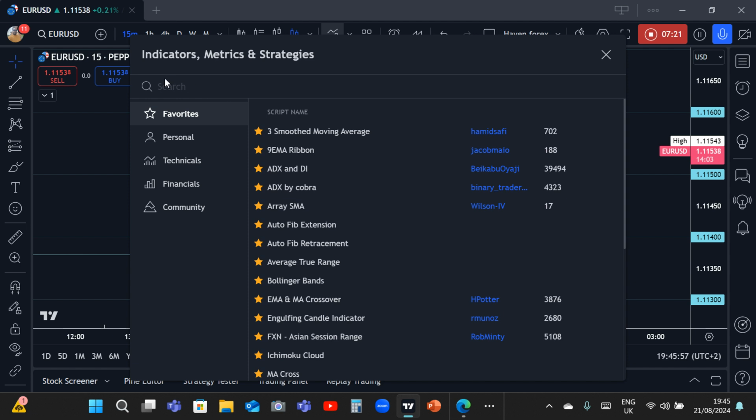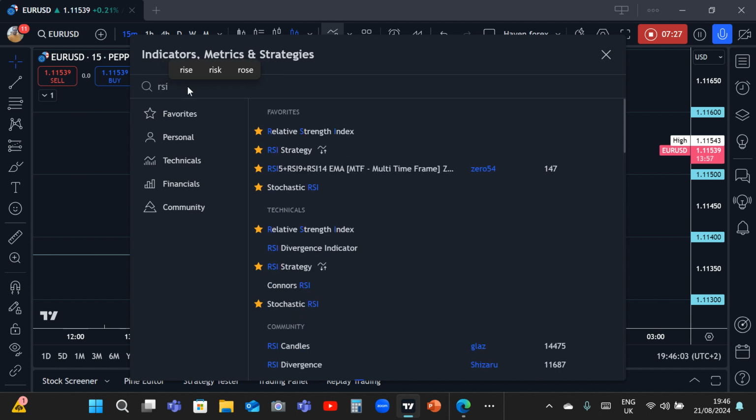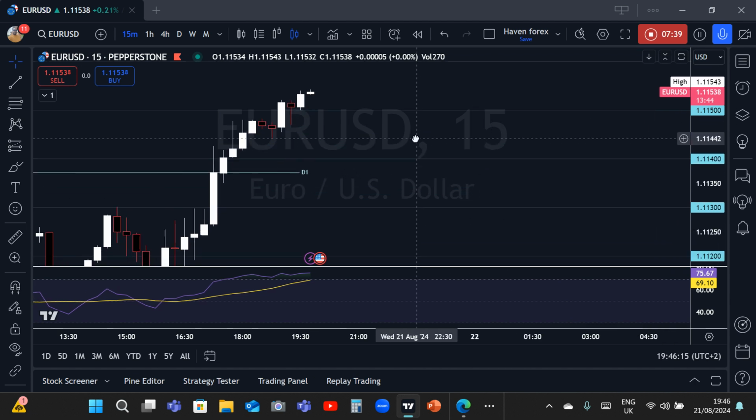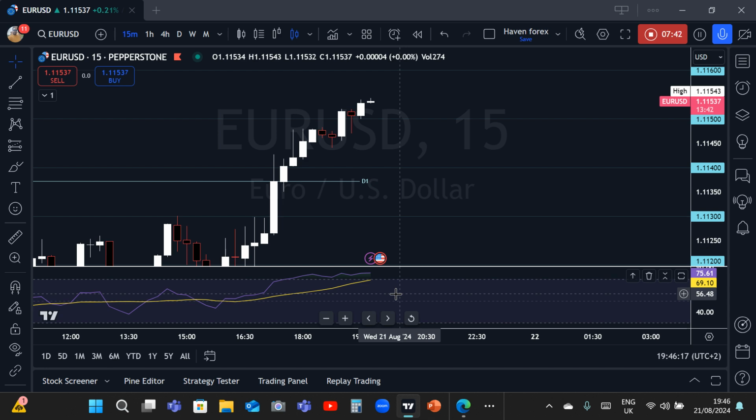You just come to this indicator metrics and strategies, you type RSI. It is already developed and is there. You can see a star, that means it's among the tools that I use. That is just how you are going to launch it.